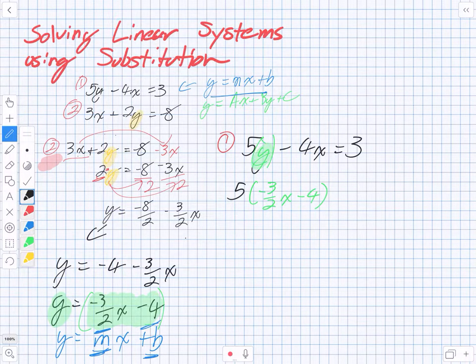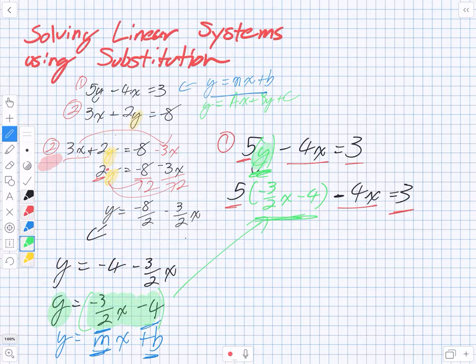So remember, I just replaced that one part. The rest of the equation, minus 4x equals 3. And if you notice, pretty much everything's the same. The 5 and the 5 are there. The negative 4x and equals 3 are there. The only big difference is we replaced y with what y was equal to in this equation over here, okay?